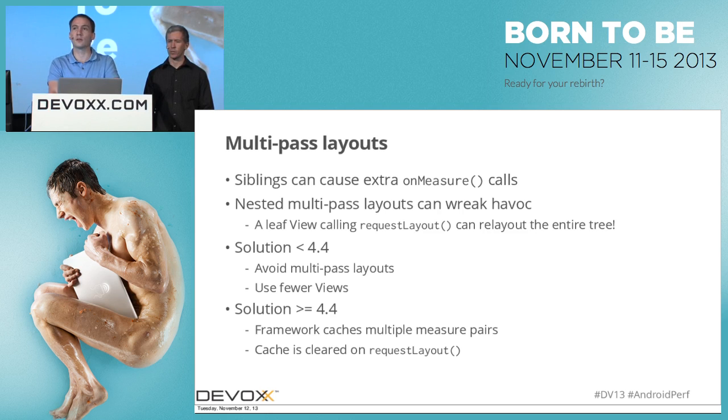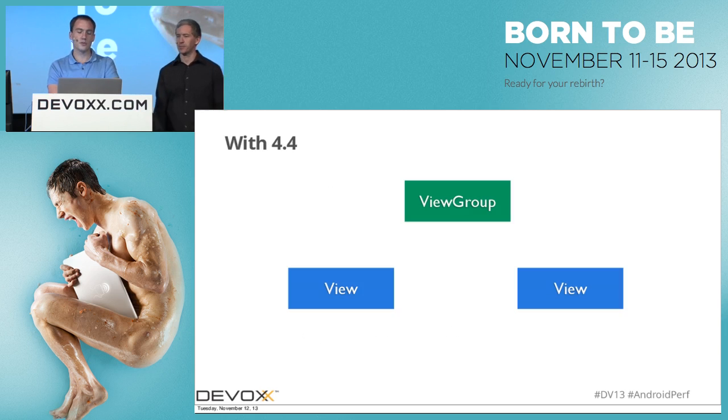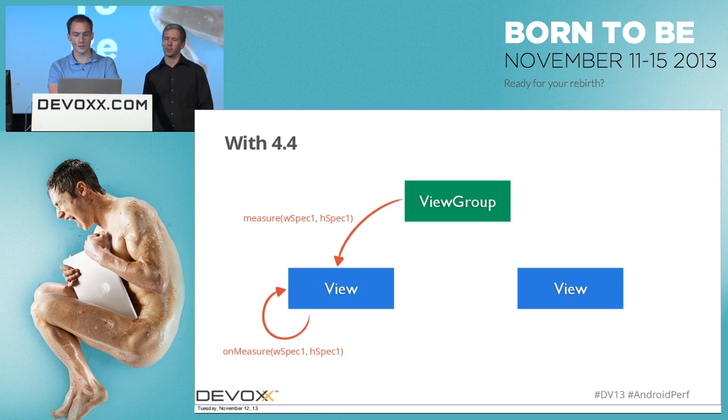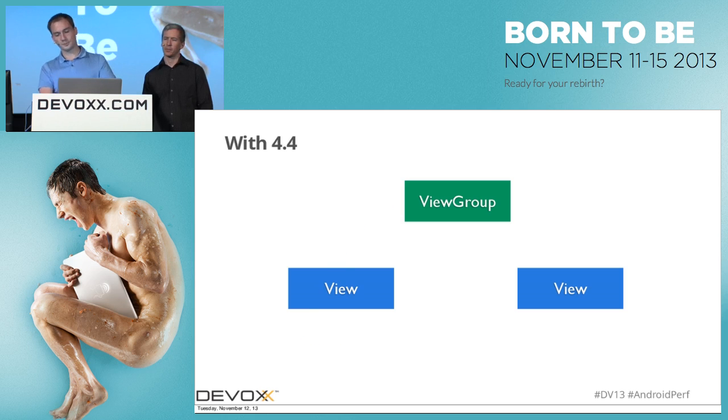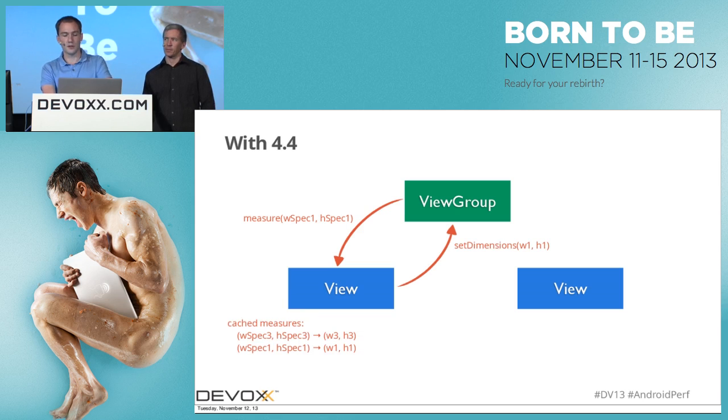Just make sure that your target SDK version is 19, so 4.4 or higher. But use fewer views anyway. With 4.4, what happens is, if we do our two measurement passes, the first pass, then the second pass, and then one of the children calls request layout, the child that hasn't changed remembers more than one value, so we're able to return that value directly, and we can save a lot of time.